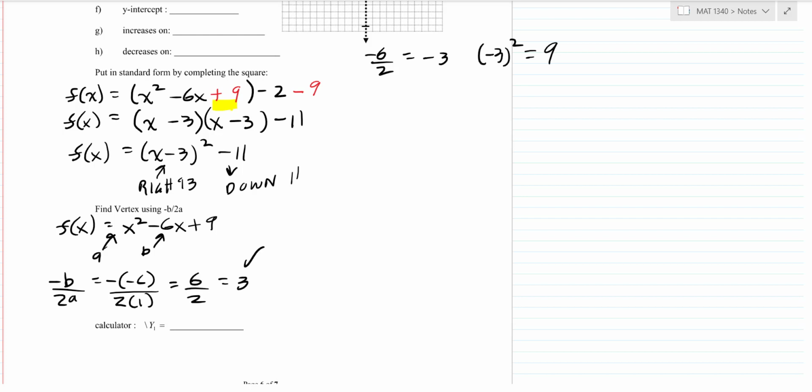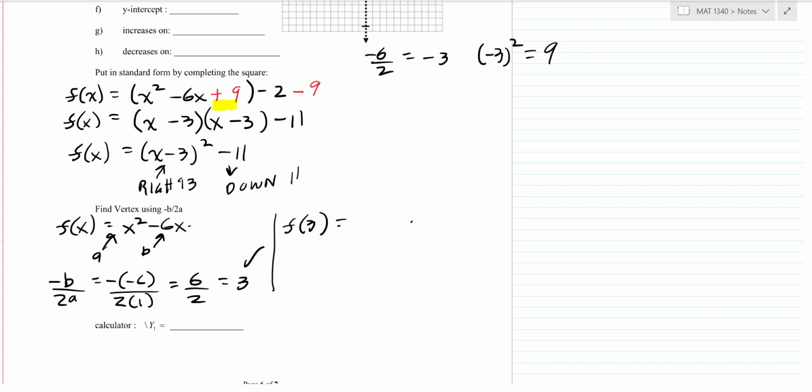Then what you want to do is f(3) to find the y value. So plug the 3 into your function. So you'd have 3 squared minus 6 times 3 plus 9. That would be 9 minus 18 plus 9. Hold on. Oh, I know what I did. I put it in the wrong place.